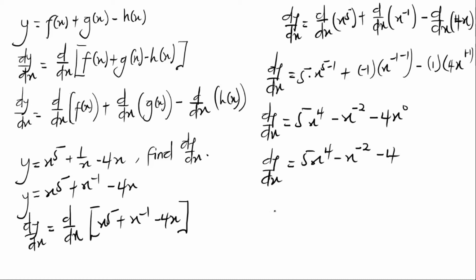4. From here we can rewrite this in a more beautiful way, that is 5x^4 minus what? 1 over x squared, minus 4. So this is the answer that we obtain after we differentiate the function x^5 plus 1 over x minus 4x.